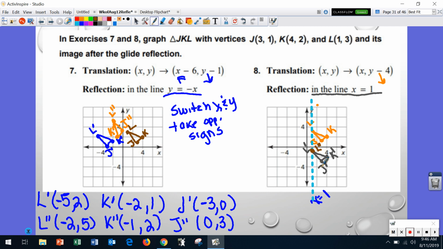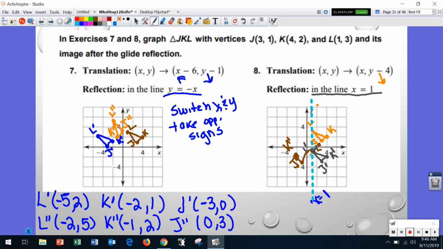Alright, but I do have J prime that I need to reflect across this line. So that's 1, 2. So I'm going to go over 1, 2, and that becomes my J double prime. And then K is going to be 1, 2, 3. So we're going to go 1, 2, and 3. And so this becomes my K double prime right here.